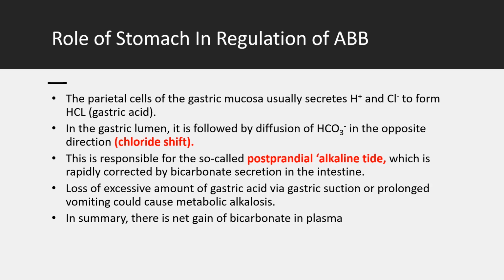Conditions that can cause excessive loss of gastric acid from the stomach, like gastric suction and prolonged vomiting, can also cause a corresponding increase in the bicarbonate in the plasma, causing metabolic alkalosis. In summary, the stomach can contribute to the maintenance of acid-base balance by contributing to the bicarbonate pool in the plasma.